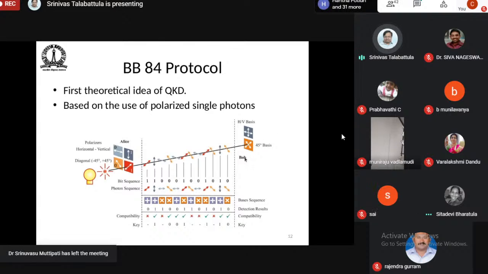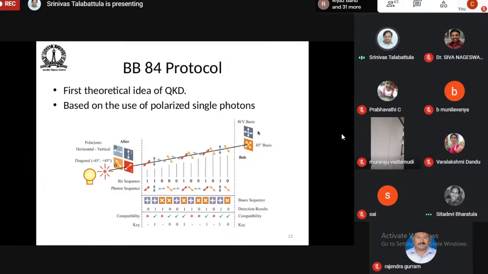On the receiver side, Bob has got two machines, like what Alice has got. One is the horizontal vertical basis, one is the diagonal, left and right diagonal basis. Almost identical to what Alice has got. And then when a photon is received, Bob has a choice to choose the first basis or the second basis. See, the given photon state psi can be represented as a proportion of this or this. So Bob can choose this basis randomly.